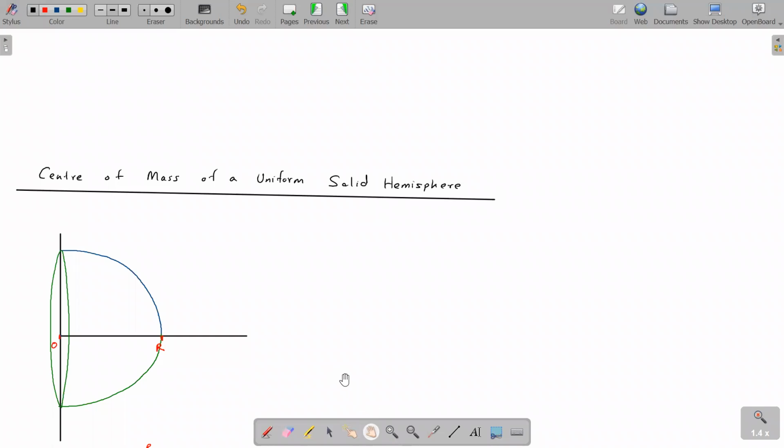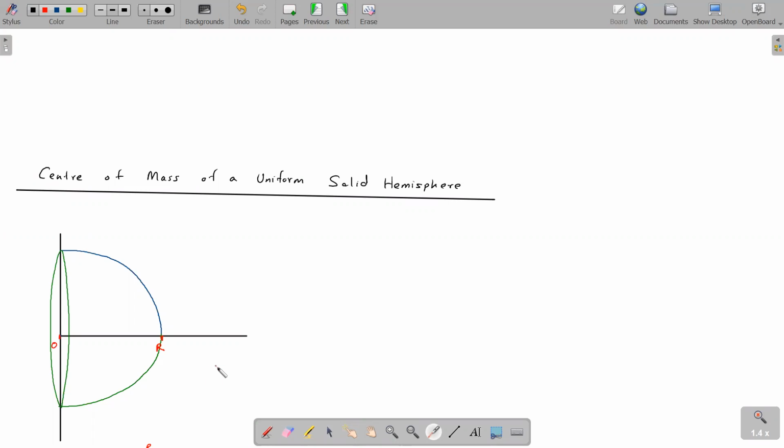All right. So, guys, now we'll move on to the next shape. The next shape we're going to discuss is the center of mass of a uniform solid hemisphere. Right, guys. So, this is a hemisphere. You can see I've drawn a hemisphere of radius capital R.